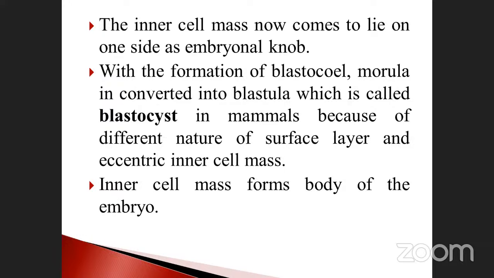So there are two types of cells. The outermost layer is there, and the inner cell is also there. The outer cells only protect the embryo-forming cells. Like that, you have to imagine. The inner cell mass forms the body of the embryo. Note it down. This is very, very important.